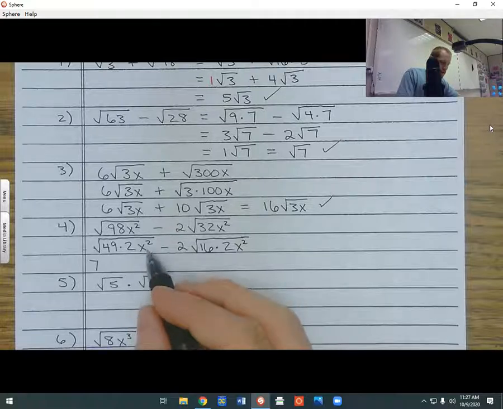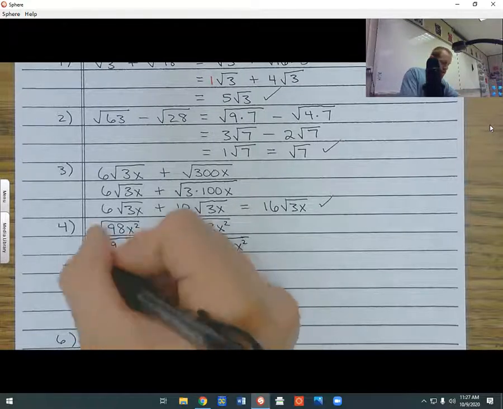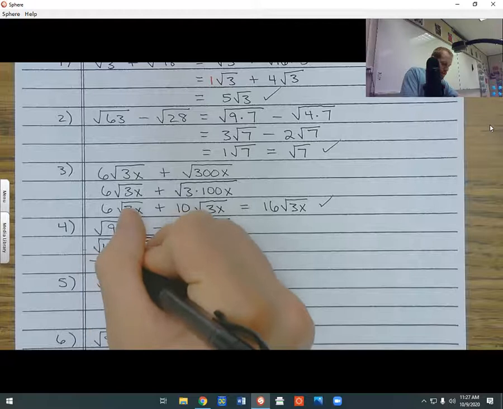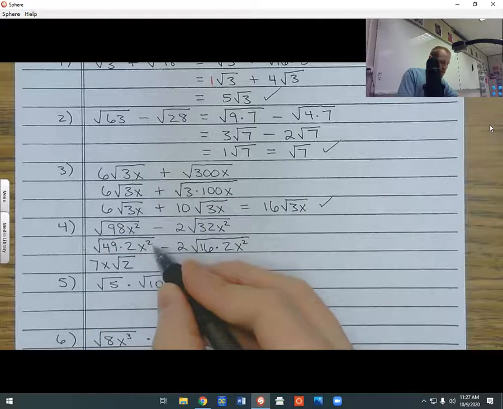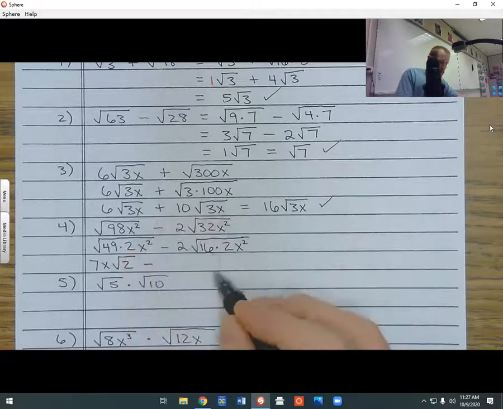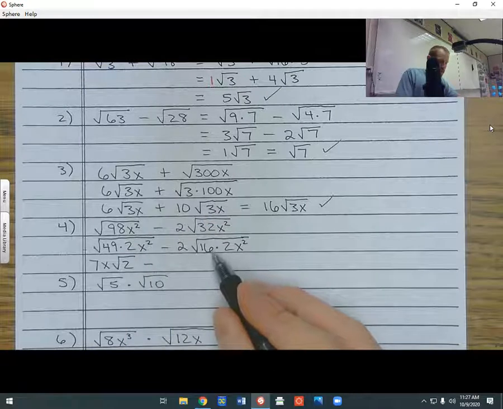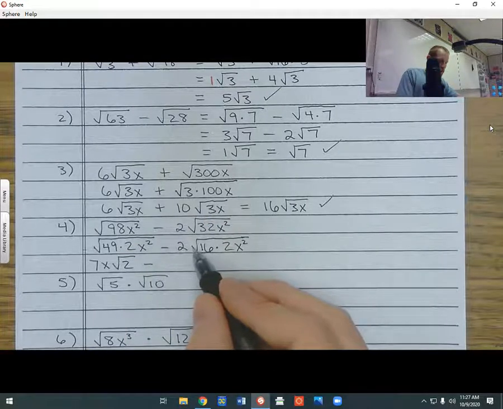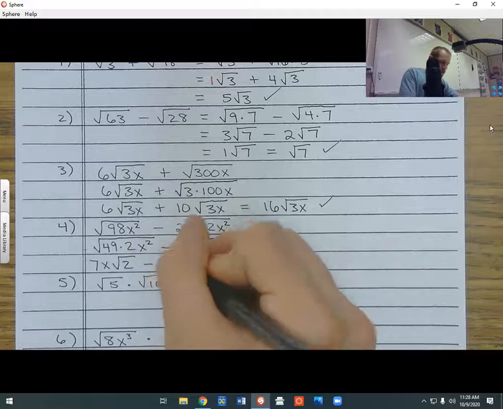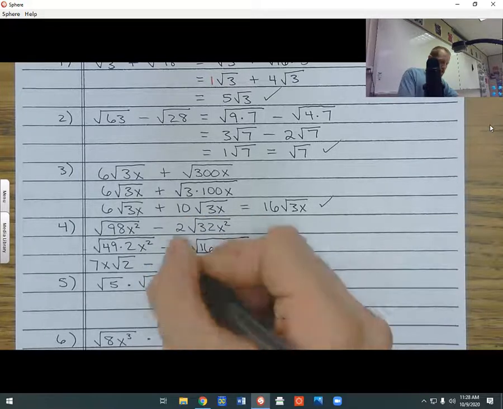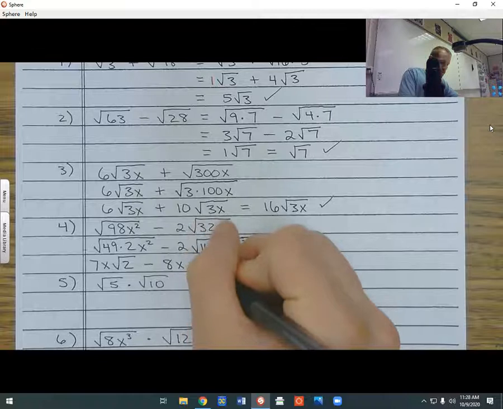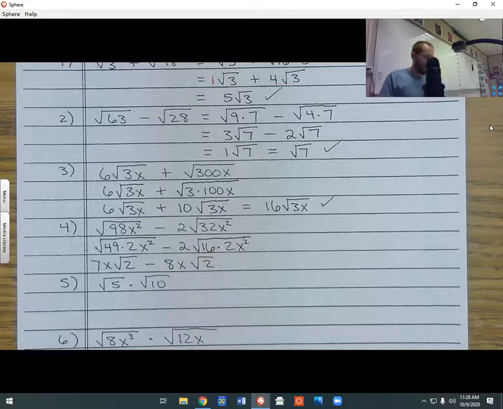And the x squared can come out as just an x. Remember, we divide the exponents by 2. Over here, the 16 can come out as a 4. 2 times 4 is going to give me 8. And then the 2 has to stay on the inside, and the x can come out. Okay, so now we have like terms. They both end in a square root of 2. So we can subtract what's on the outside. So what's 7x minus 8x? Wouldn't that be negative 1x?